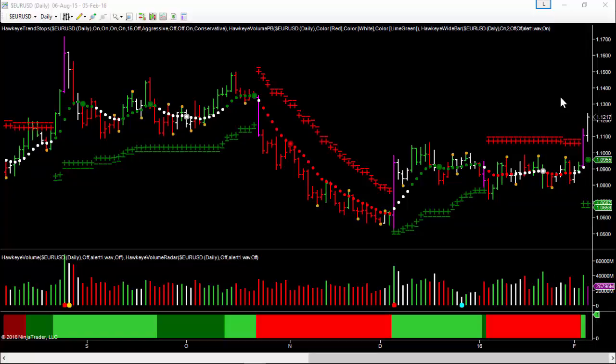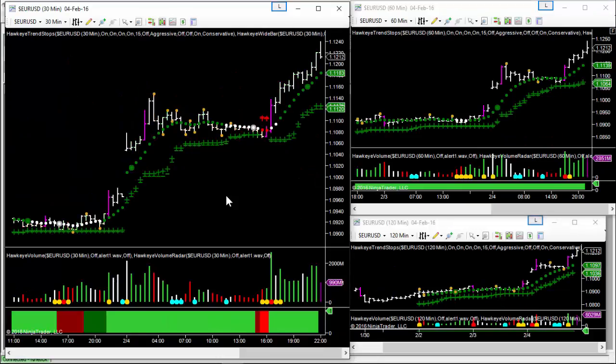Earlier in the Asian session, things were pretty neutral, but we've seen a sharp move up again. And you'll see that already on this daily bar, the volume is pretty significant. Now we're going to have a look across 3 time frames intraday, as we always do with Hawkeye. We're looking at the 30, the 60, and the 120-minute charts respectively.